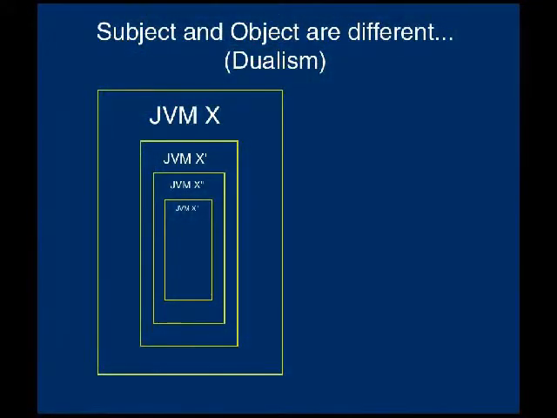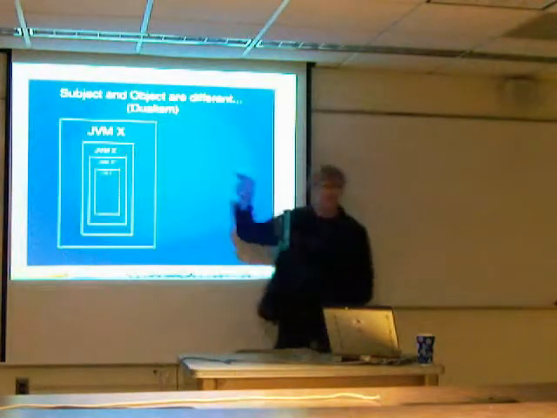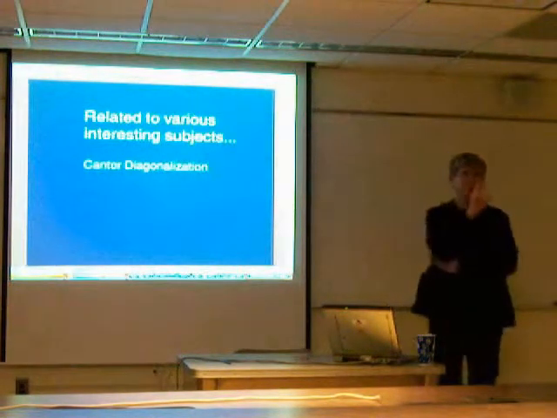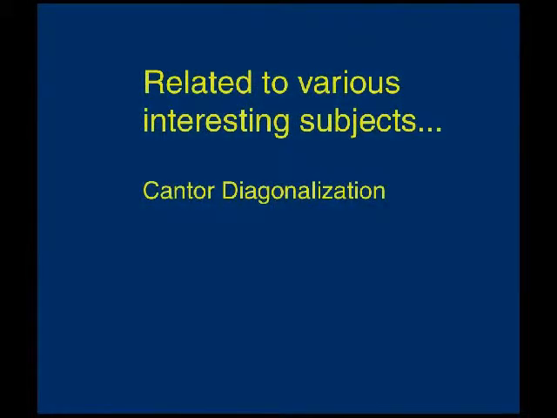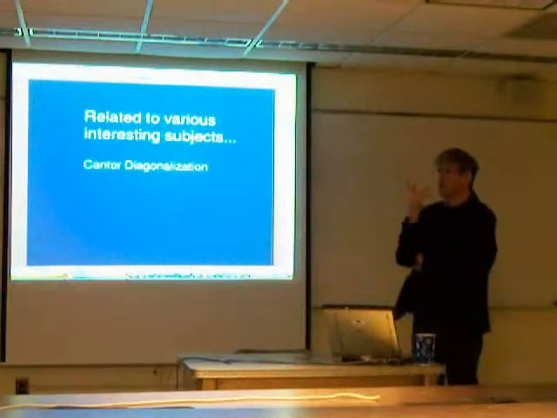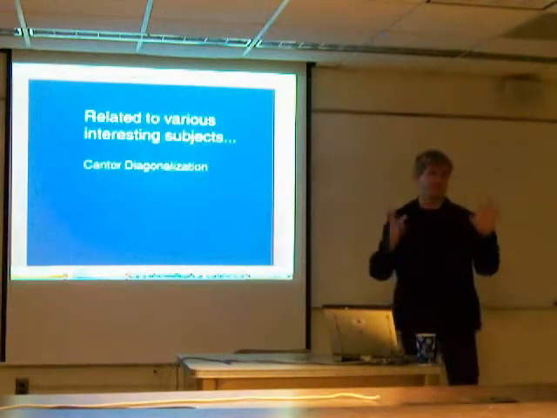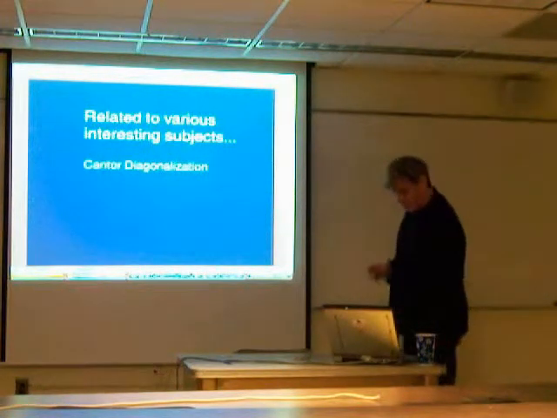And this is an example of a dualistic view of things where subject and object are very different from each other. The program on here is trying to analyze the program on there. And this ties into a number of different things. Cantor in the 1800s came up with a technique we call Cantor diagonalization, trying to show that there were more real numbers than there were integers in some precise way. And he came up with this technique, which turns out to be very applicable to a wide range of questions.